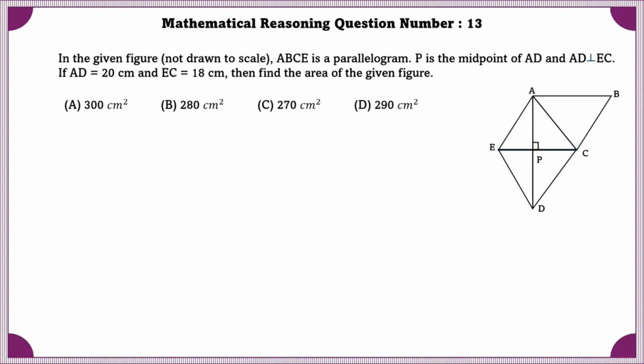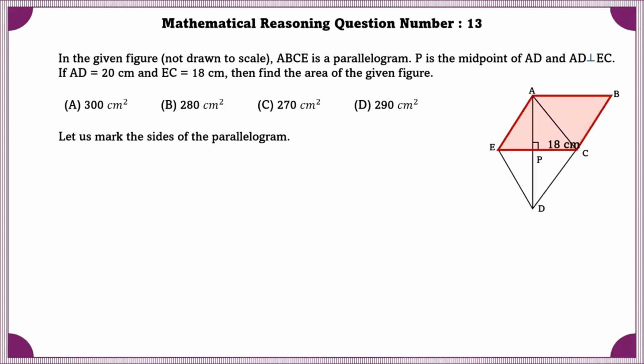Mathematical reasoning question number 13. In the given figure not drawn to scale, ABCE is a parallelogram. P is the midpoint of AD and AD is perpendicular to EC. If AD is equal to 20 centimeter and EC is 18 centimeter, find the area of the given figure.